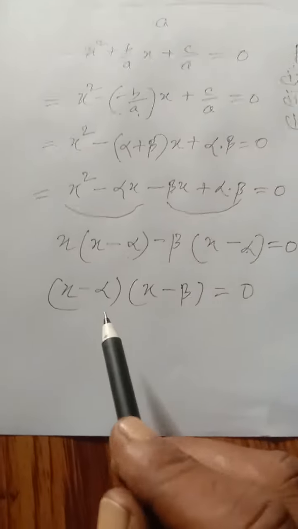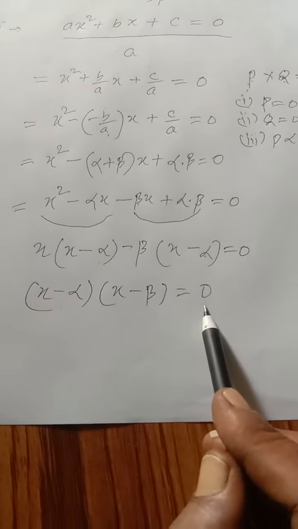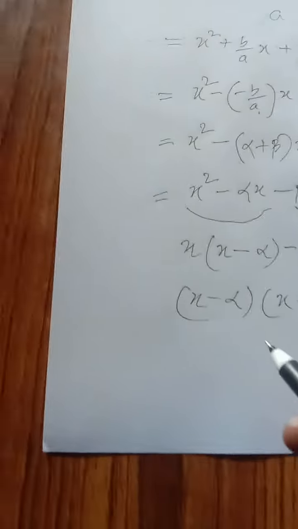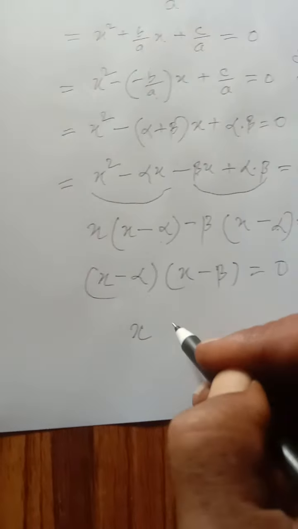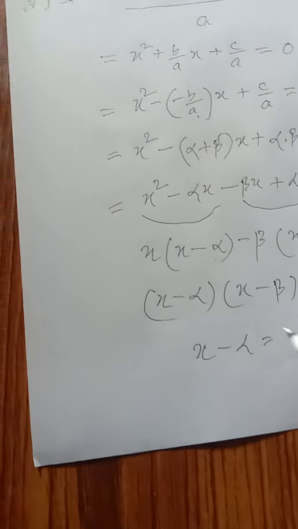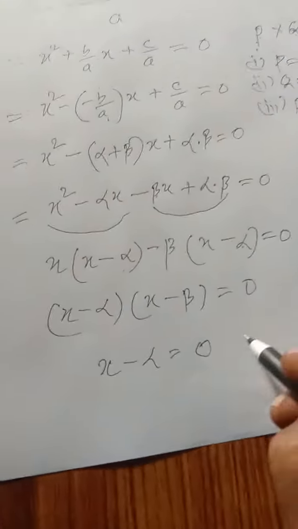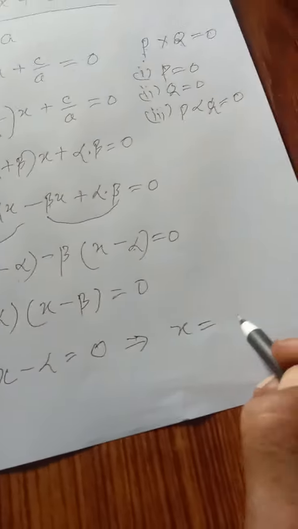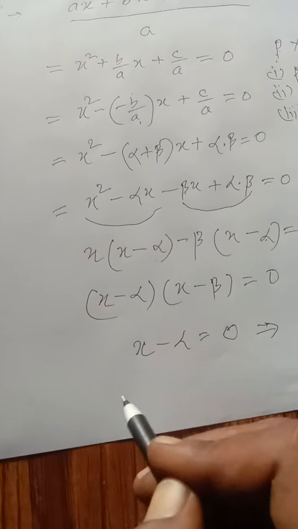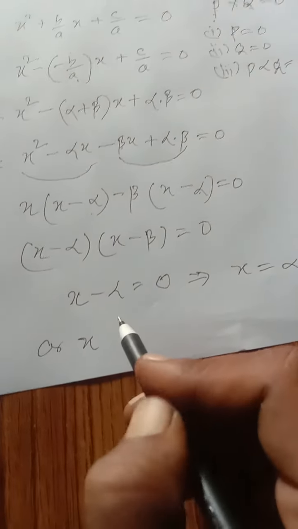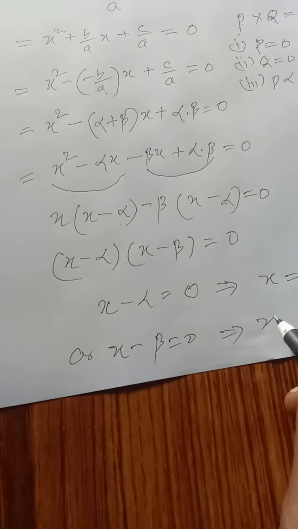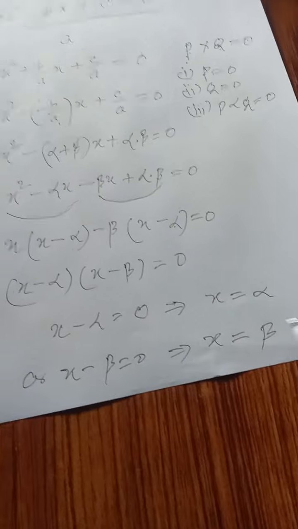Like the same here, you are seeing x minus alpha into x minus beta is equal to 0, implies that either x minus alpha is equal to 0 or x minus beta is equal to 0. If x minus alpha is equal to 0, it implies that x is equal to alpha, or if x minus beta is equal to 0, it implies that x is equal to beta.